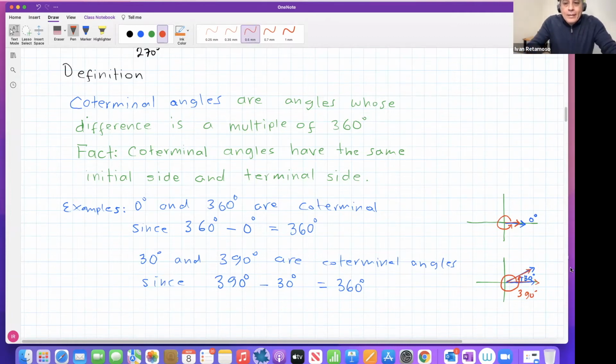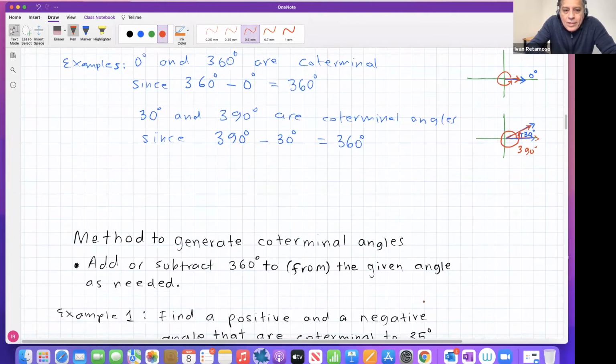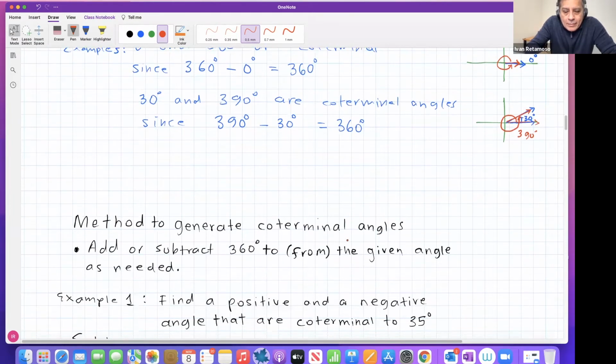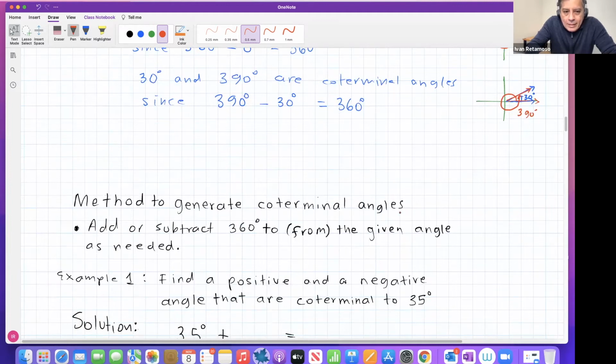Very good. Okay, guys, but now we're going to give you a method to generate coterminal angles, because it's important in trigonometry to be able to generate coterminal angles in the positive direction and also in the negative direction. So, method to generate coterminal angles: add or subtract 360 degrees to or from the given angle as needed. Meaning you can do it once, twice, three times, as needed.